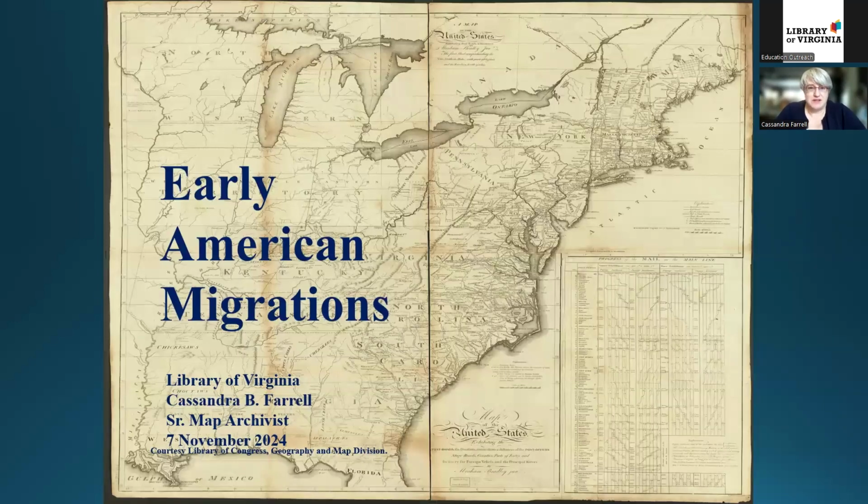My name is Cassandra Farrell. I am the senior map archivist at the Library of Virginia, and this presentation is being held to complement our current exhibition, Mapping the Commonwealth 1816 to 1826, that is on display in our gallery, and will be open until June 7, 2025.